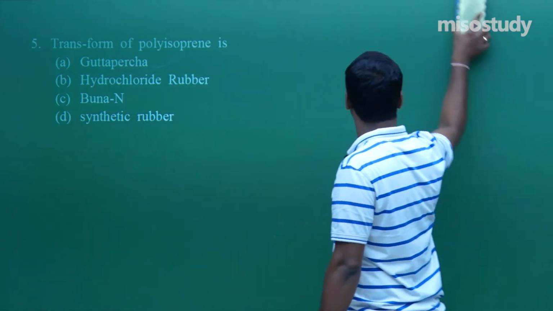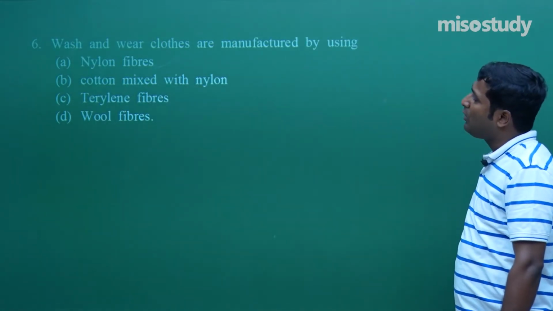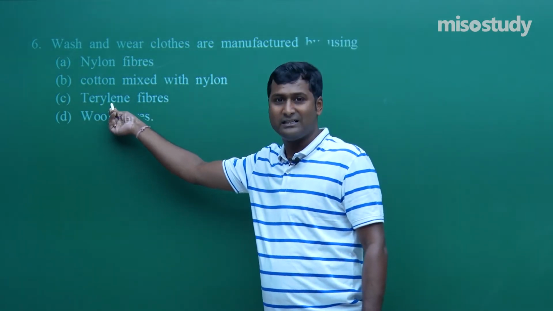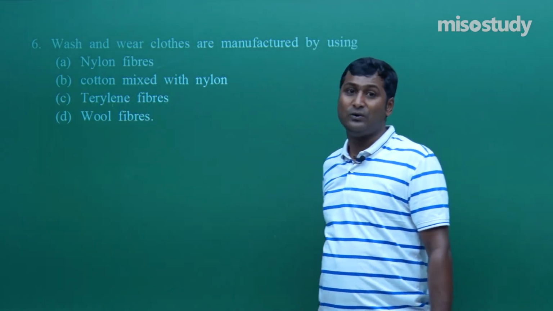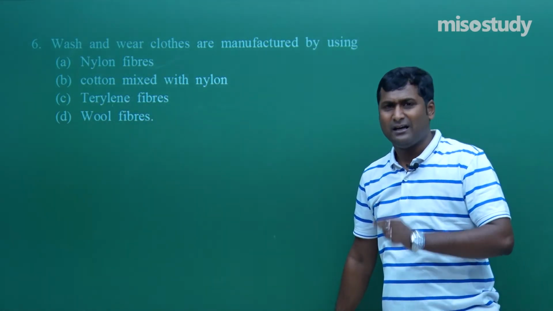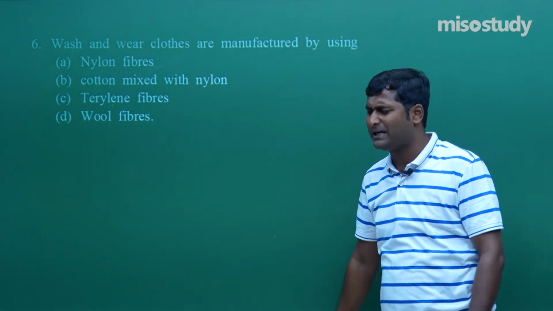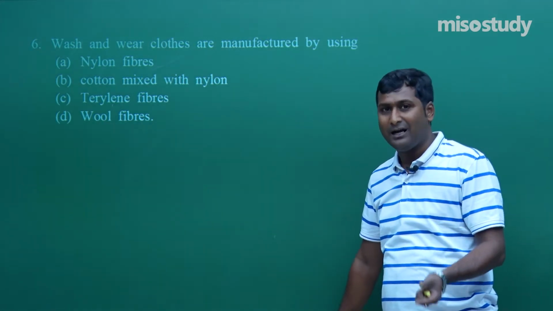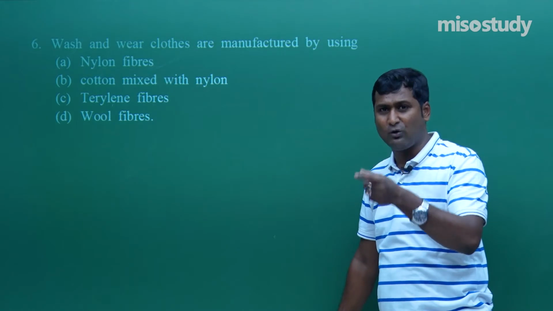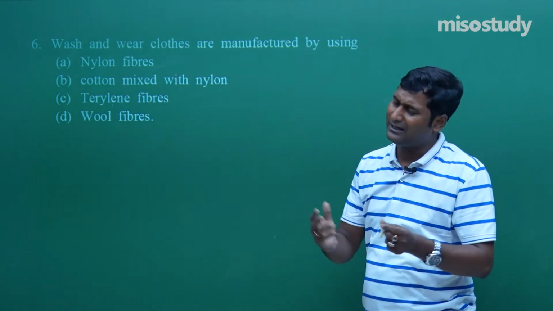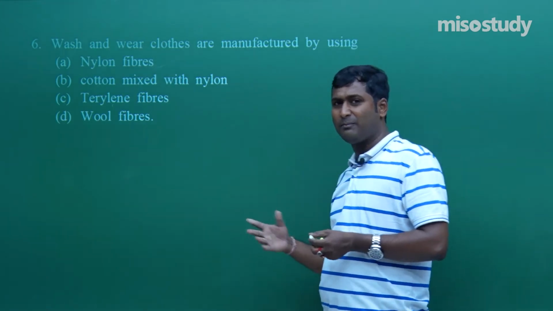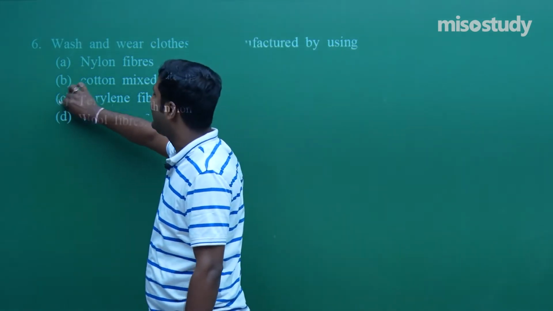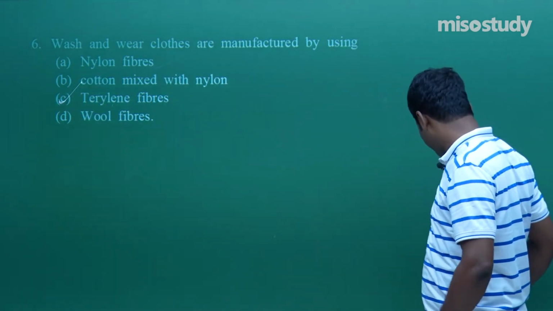Now let's move to the next question. Wash and wear clothes, which have heat resistant and crease resistant tendency, are manufactured using terylene, which is also known as Dacron. As I told you earlier, this topic is completely theory based. You do not need to use your brain. You just follow the small tips, small theory, prepare a complete table, then definitely you can solve such questions. Very simple, direct question. So for question number 6, C is the correct option.